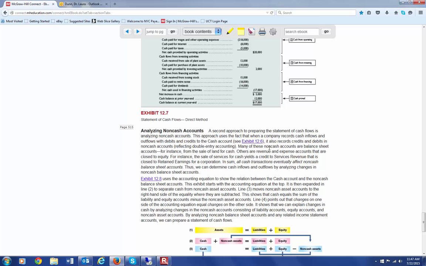Many of these are balance sheet accounts. Like if you bought land for cash, then of course you would be debiting land and crediting cash. The others are going to be revenue and expense accounts, and those accounts get closed to equity. Remember, we close all the revenue and expense accounts to income summary, and then income summary gets closed to retained earnings. So in the long run, all cash transactions will eventually affect non-cash balance sheet accounts. So we can analyze cash flow by analyzing changes in the non-cash balance sheet accounts.